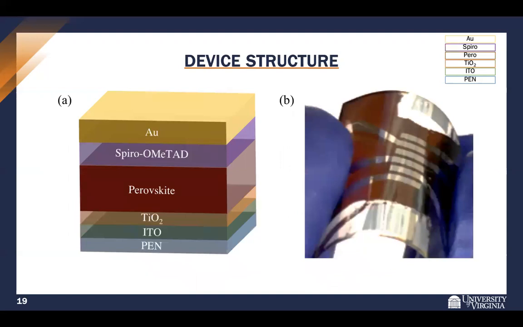We can then create a device with this. Our device consists of a polyethylene naphthalate substrate, an ITO anode, the TiO2 electron transporting layer, methylammonium lead triiodide perovskite absorber, a spiro-OMeTAD hole transporting layer, and a gold cathode. On the right, you can see the flexible device. It's being bent there, and you can see the 6 different pixels on the device.